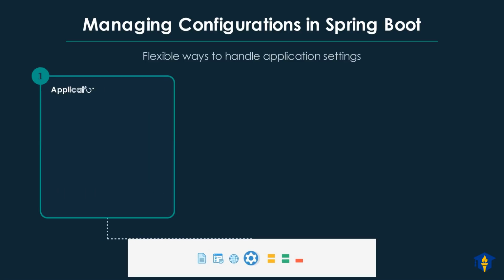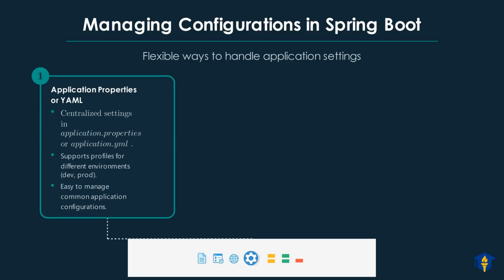First, we have application properties or YAML files for centralized settings. These files provide a centralized location for all your application's configuration settings. They support different profiles, allowing specific configurations for development or production environments. These files make it very easy to manage common application configurations efficiently.